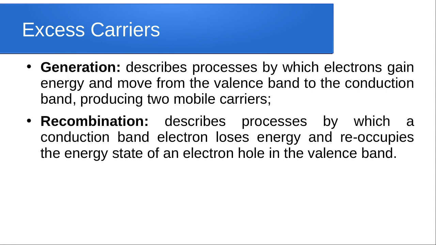The next segment is the recombination, which describes the process by which a conduction band electron loses energy and reoccupies the energy state of an electron hole in the valence band. Or in other words, the electron which was earlier energized to the conduction band loses that energy and comes back to the valence band, so as to fill the available hole in the valence band.